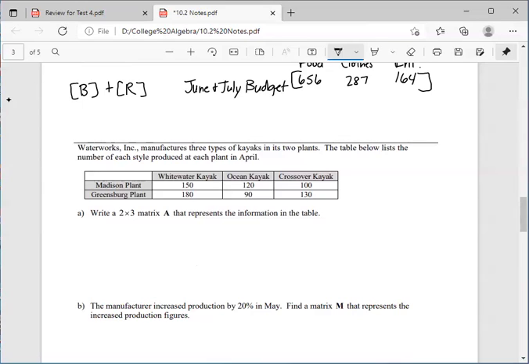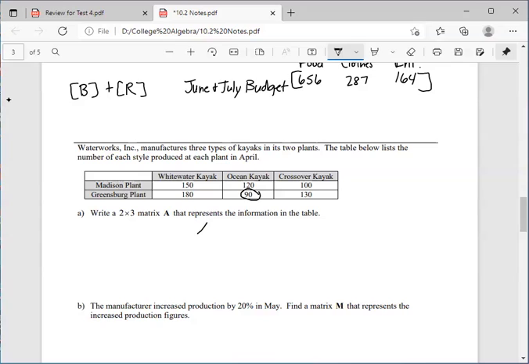Waterworks Incorporated manufactures 3 types of kayaks at its 2 plants. The table below lists the number of each style produced at each plant in April. So this number 90 represents the number of ocean kayaks that were produced at Greensburg plant in April. They want us to write a 2x3 matrix that represents the information in the table.